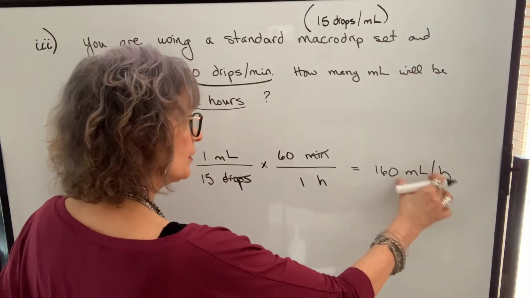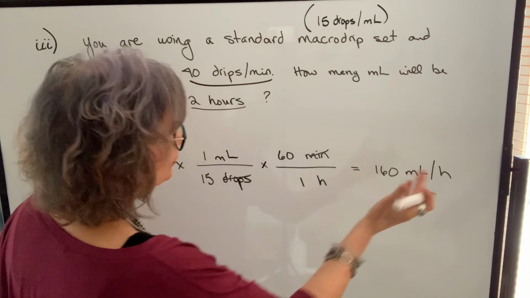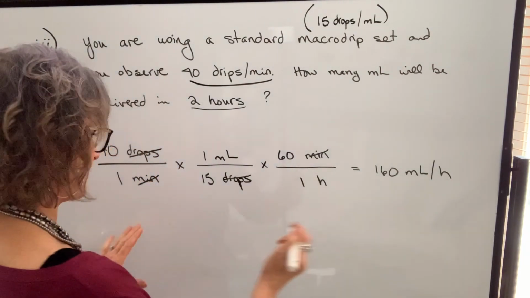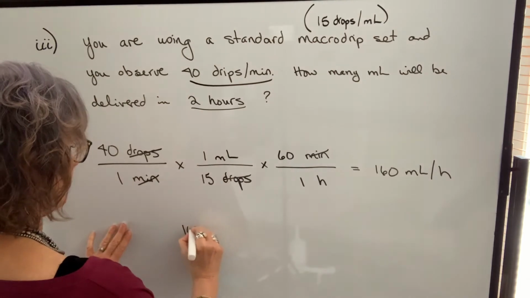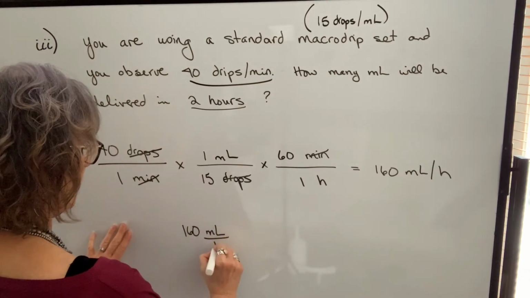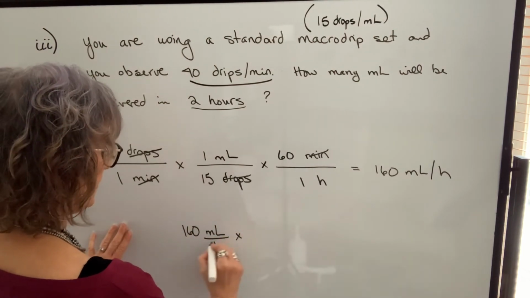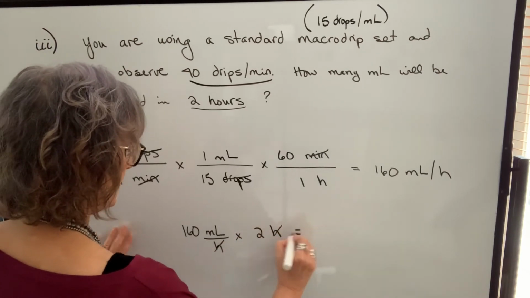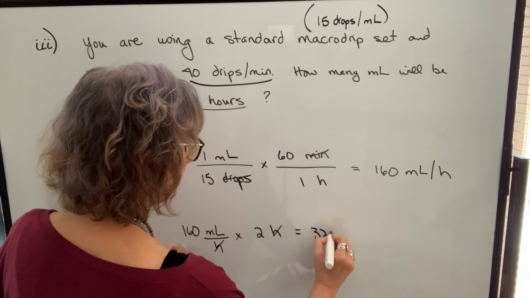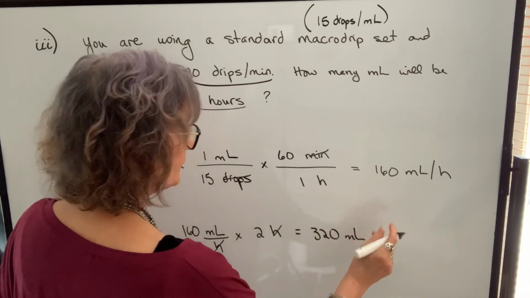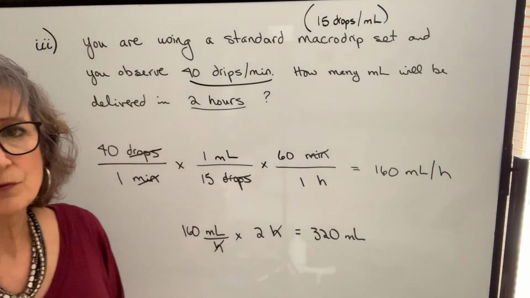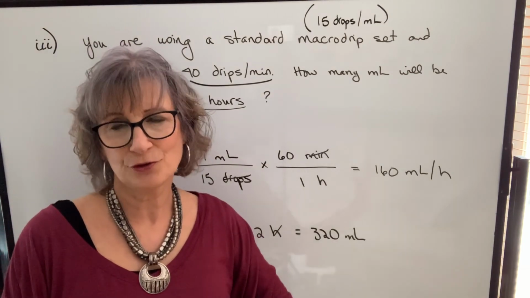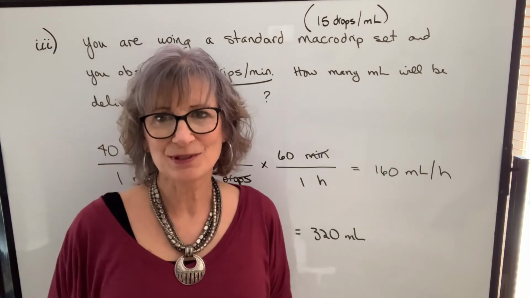In order to find out how much in 2 hours, you can just multiply by 2, but I'm going to set it up as rate times time. 160 milliliters in 1 hour. I'm going to take that rate and multiply by 2 hours. Hours cancel, and we get 320 milliliters. You could also use proportion for calculating that. If you know how much in 1 hour, you could figure out how much in another time. Let's try a couple more examples.